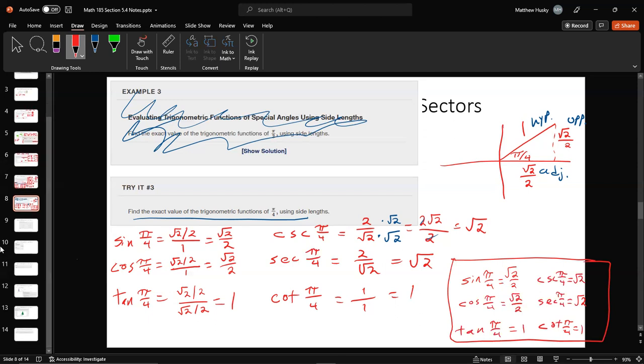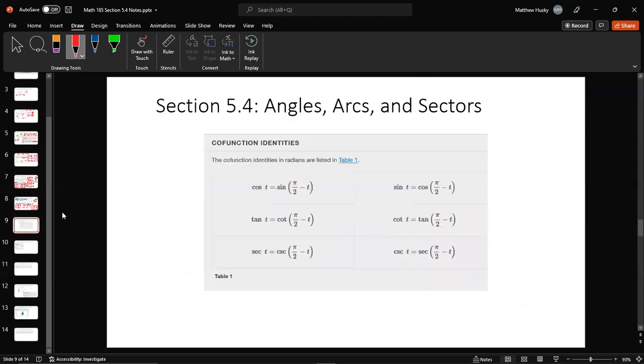What else do we have going on here? So here we have co-function identities. Fun fact, it turns out that cosine of t is in fact equivalent to the sine of pi over 2 minus t. And that's true for all these. So if you reverse it, sine goes to cosine, tangent goes to cotangent, secant goes to cosecant. These are all the co-function identities.